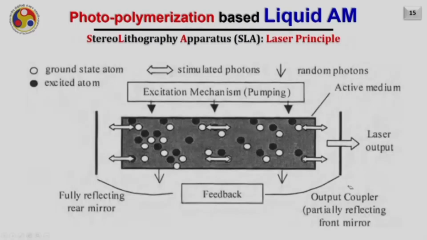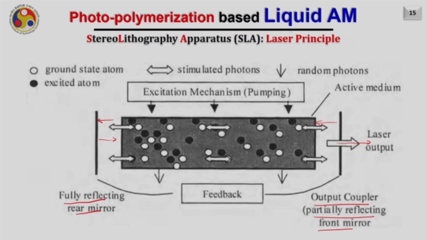So this is how the laser cavity looks like, a typical laser cavity. This is the fully reflective rear mirror, meaning when the light strikes here, it will reflect back completely. This is the output coupler, which is also called the partially reflective front mirror. When the threshold is reached, the light will even pass through this. Before that, it will definitely reflect back.